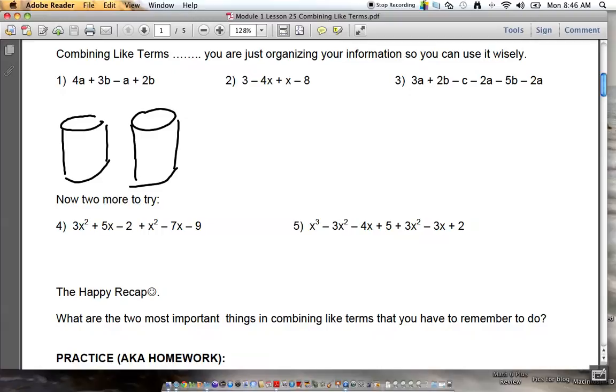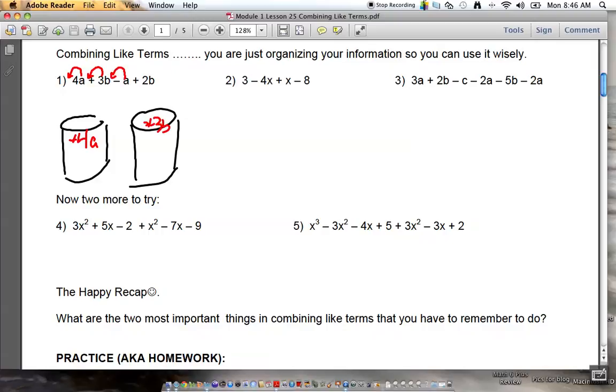Now, one of these buckets is going to be for all of my A's. The other bucket's going to be for all of my B's. Now, what kind of 4 A's is this? So I'm going to put a positive 4A in this bucket. Now, do the B's go in the A bucket? No, they go by themselves. So I'm going to put a positive 3B here.